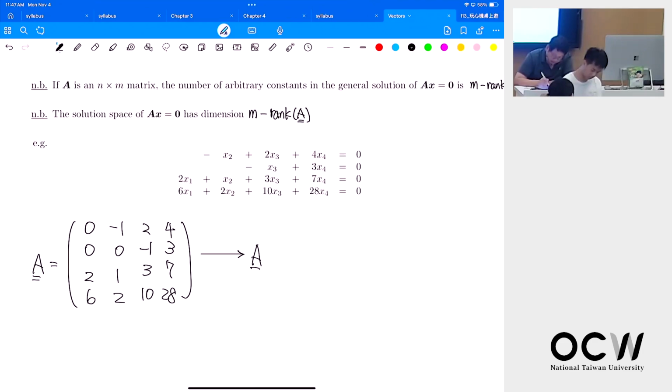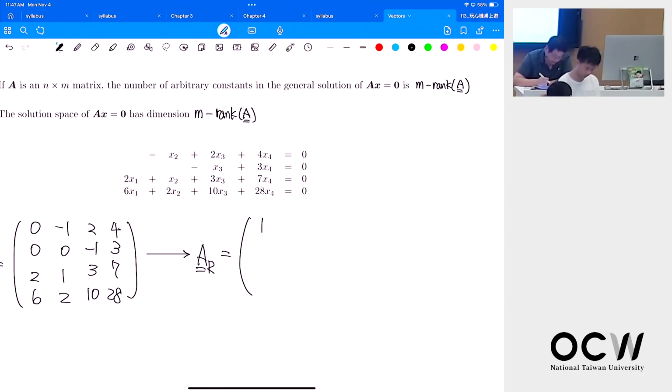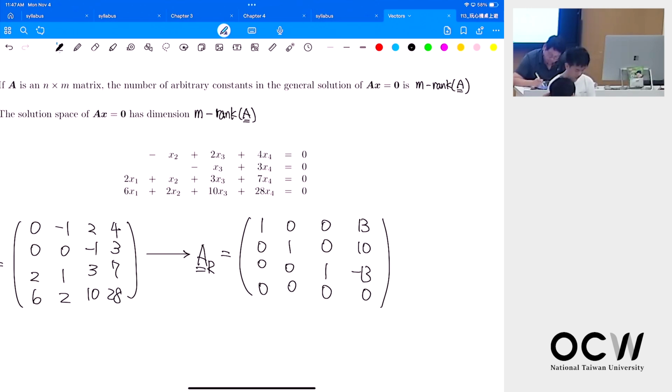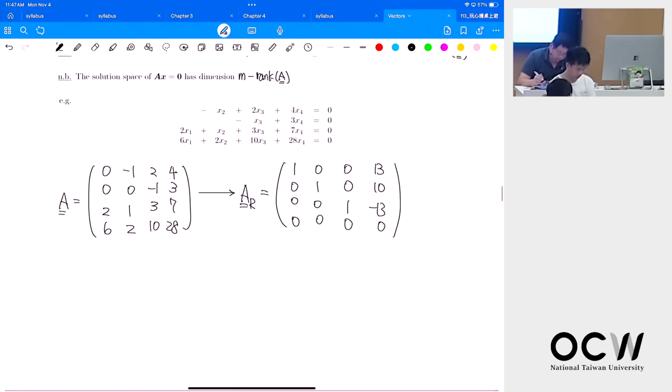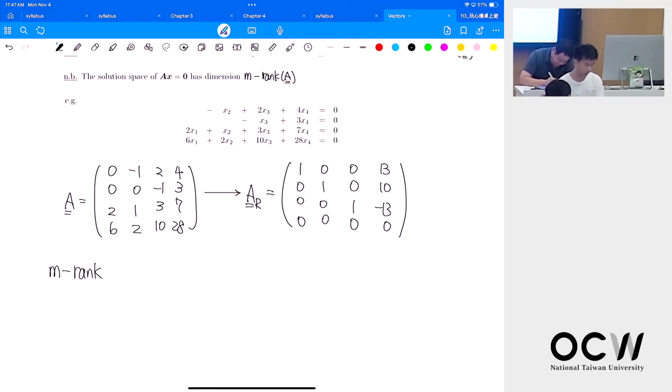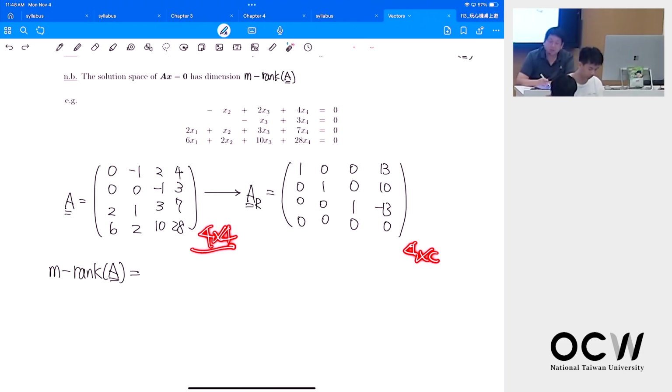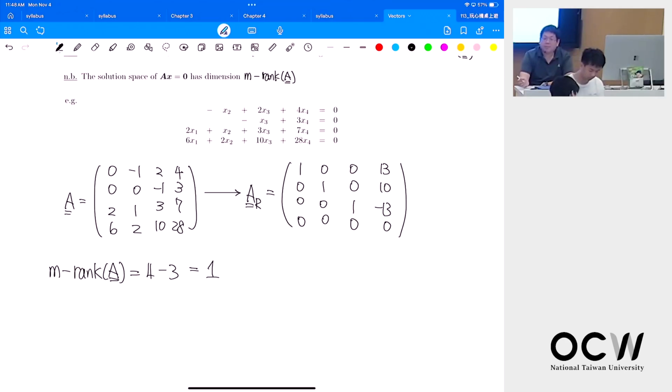You will get the reduced matrix: 1, 0, 0, 0; 0, 1, 0, 0; 0, 0, 1, 0; 13, 10, minus 13, 0. First, you can check m minus rank. What is the rank of A? One, two, three, 4, up to 4. You cannot say 5, right? I only have 4 by 4. What is the rank of A? The maximum number of linearly independent row vectors. This is 3. Okay, so 4 minus 3 is 1. M is 4, right? The rank is 3.